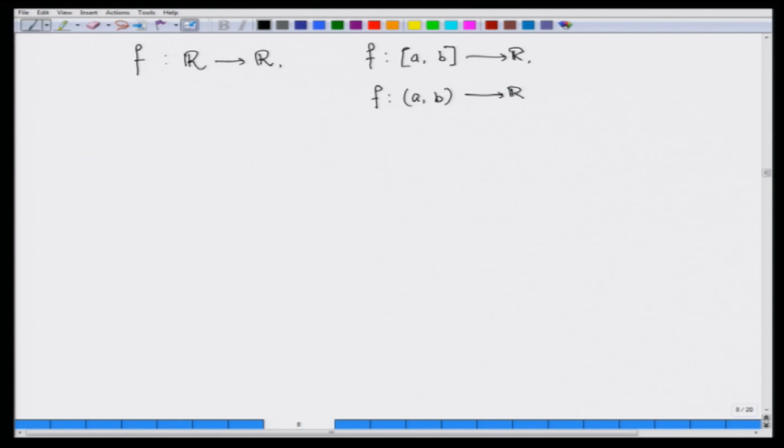But now it is very important for us to know two important types of functions which play a fundamental role in the study of calculus. These are called increasing functions and decreasing functions.